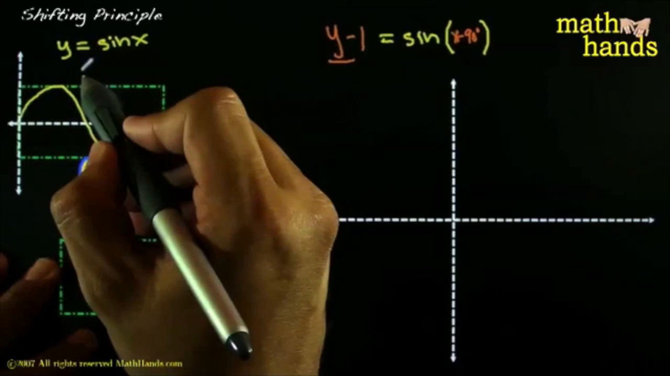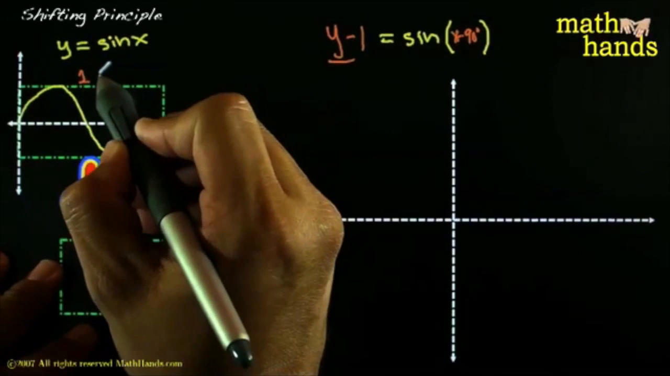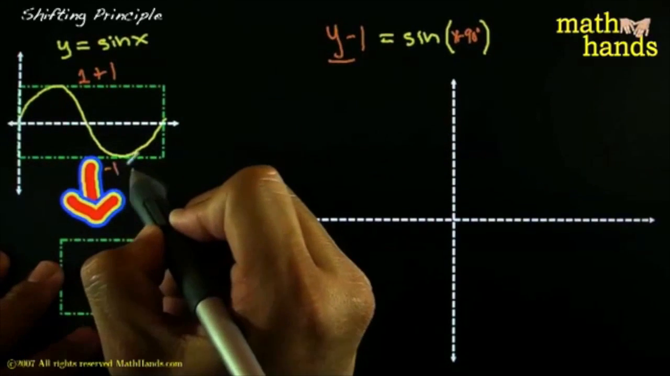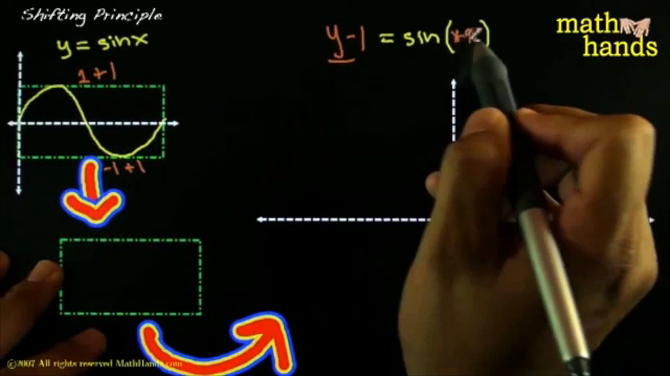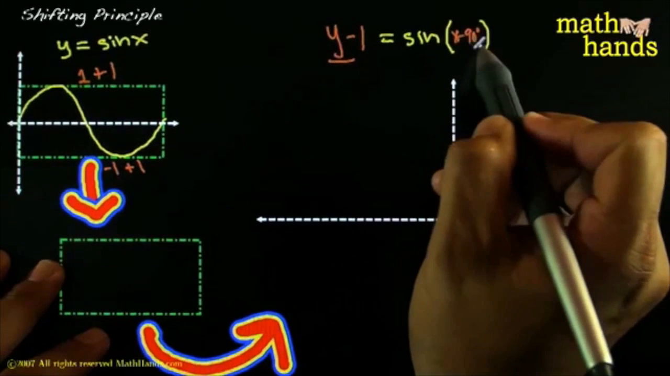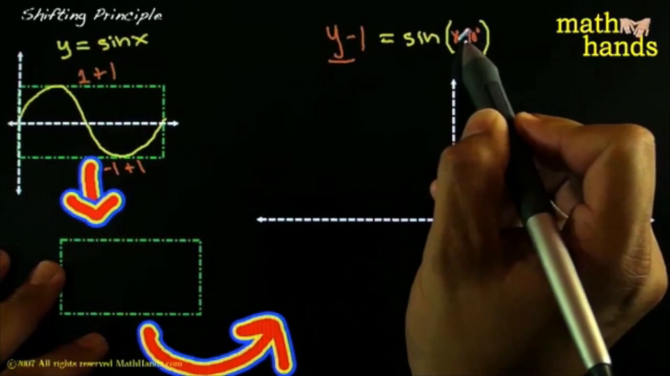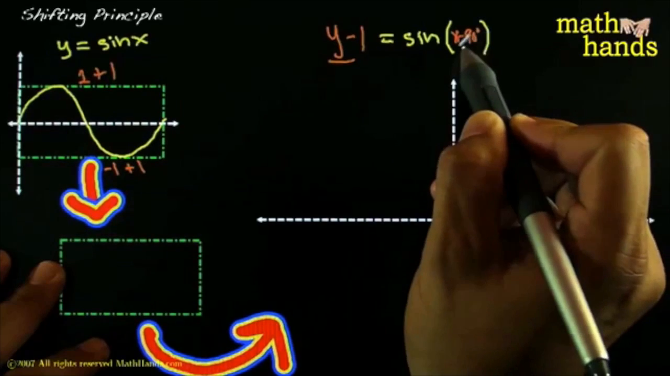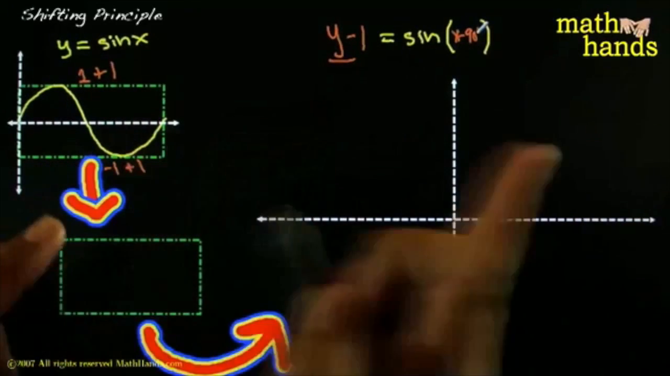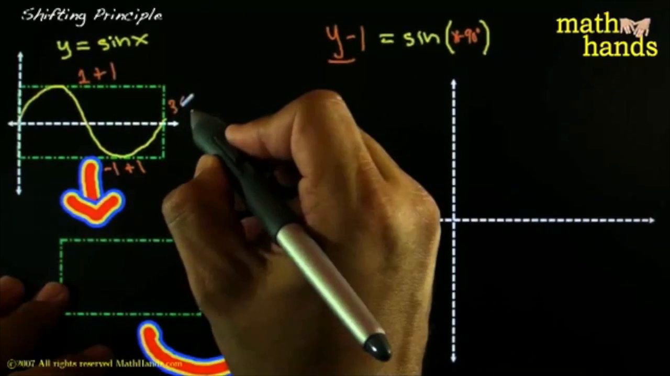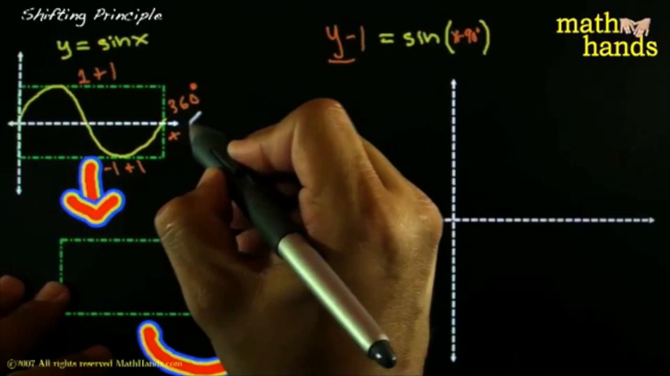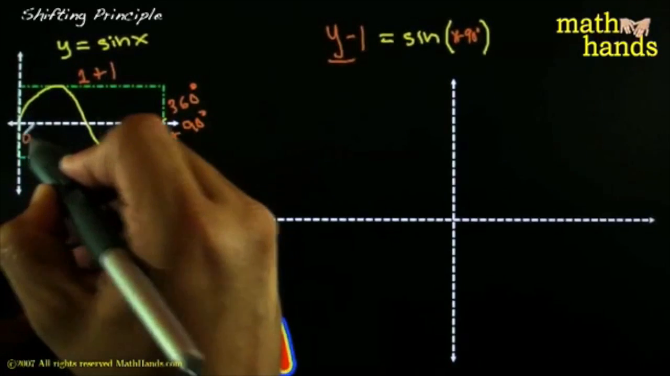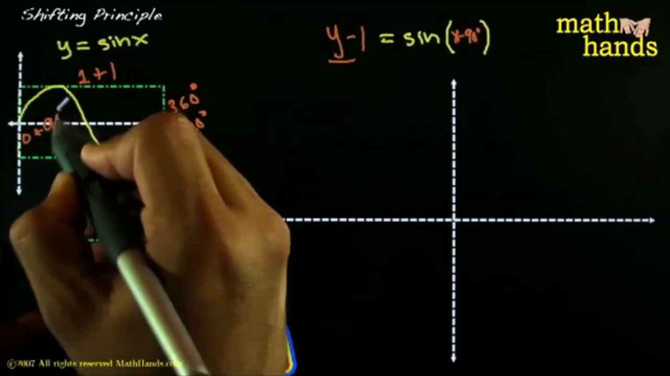Well, it'll shift it up 1. So if this is 1 here, you'll have to add 1. If this was negative 1, you'd have to add 1. How about on the x's? Every single x, you'd have to add a positive 90. Remember, it's always the opposite. If this is x minus 90 degrees, it was shifted to the right 90 degrees. So if this is 360 degrees, you want to add 90 degrees. If this is 0 degrees, you want to add 90 degrees.